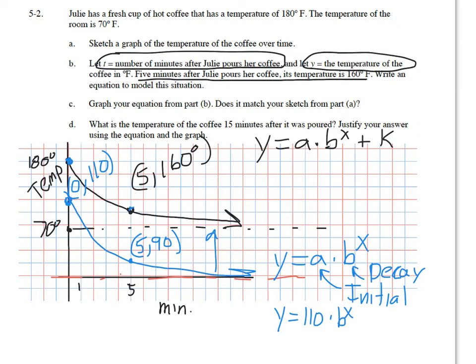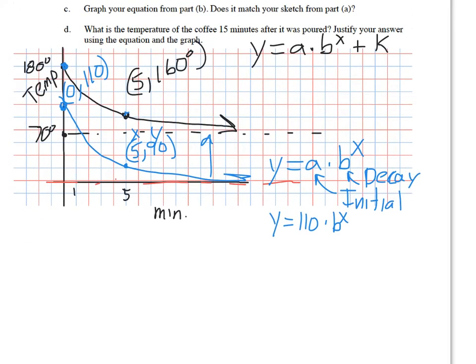Well, here is an x value, here is a y value, and if I plug those into my equation, I can then find b. So I'm going to put 90 in for y, equaling 110 times b to the 5th power. Divide both sides by 110, and 90 divided by 110 is 0.8181.